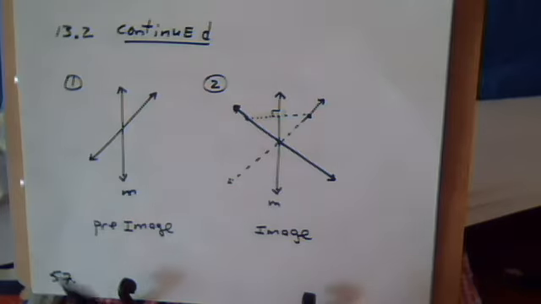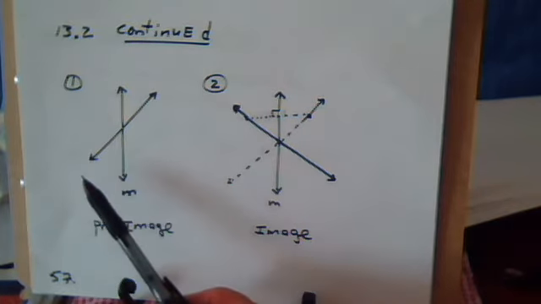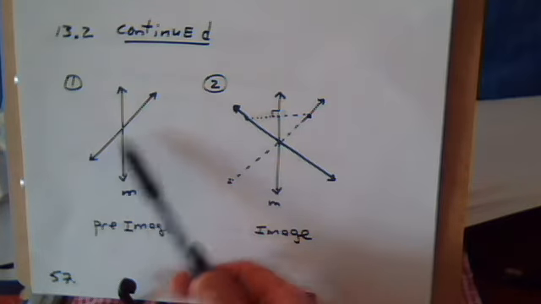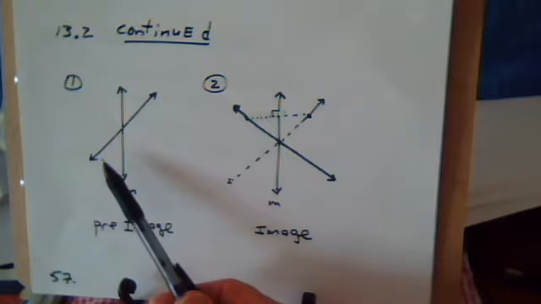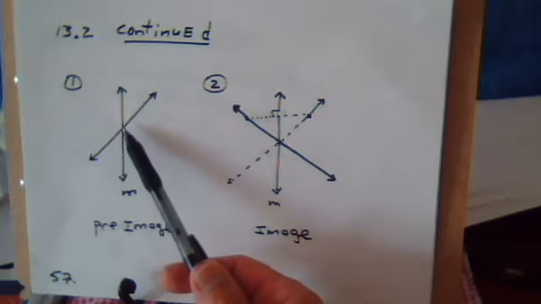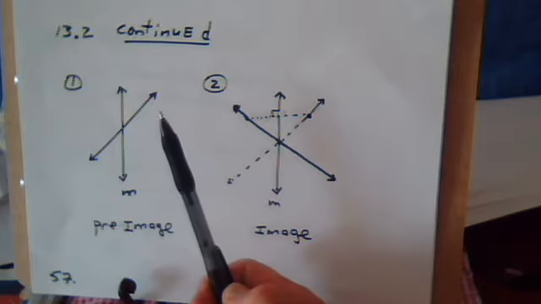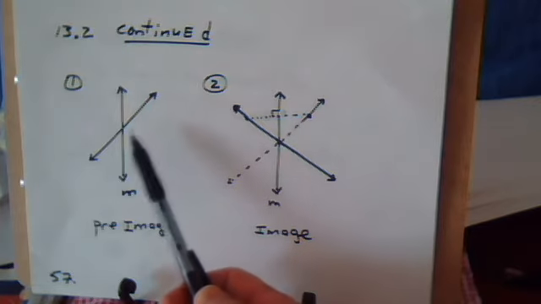Here's another practice problem. Line M is going to be the line of reflection, and this line that you see here is the line we're going to reflect. Notice that, unlike a mirror in real life, here you could go through the line of reflection. So the line of reflection is not a mirror, but it's like a mirror.